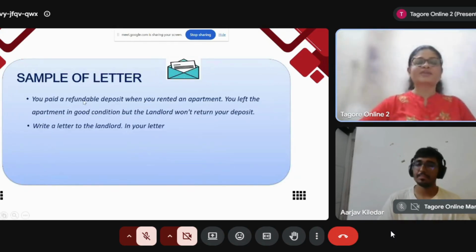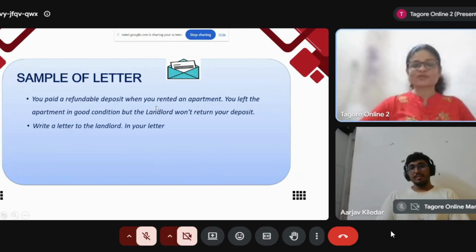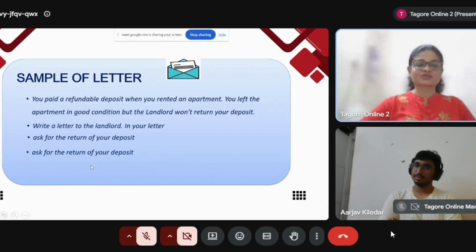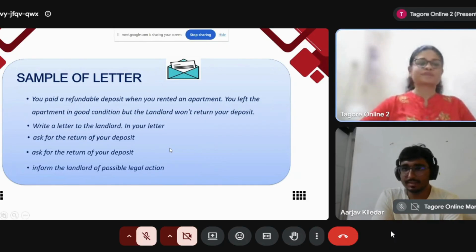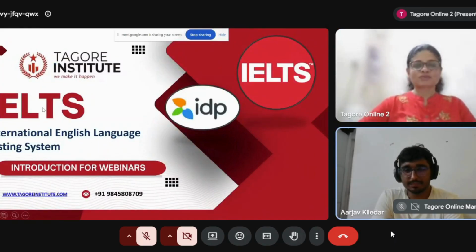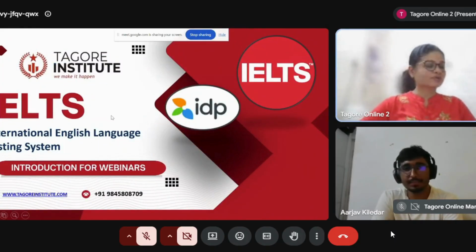Question here: you paid a refundable deposit when you rented an apartment. You left the apartment in good condition, but the landlord won't return your deposit. So write a letter to the landlord. In your letter, ask for the return of your deposit, and inform the landlord of possible legal action. So this is your formal letter. They've not given you a sample of the informal.